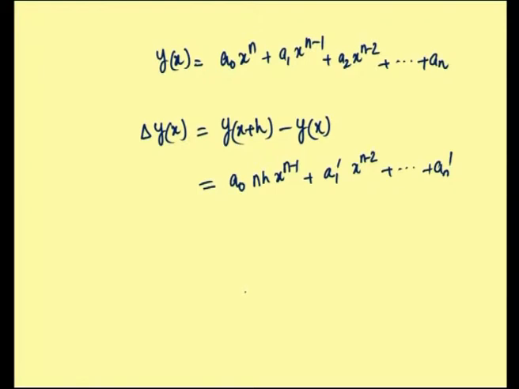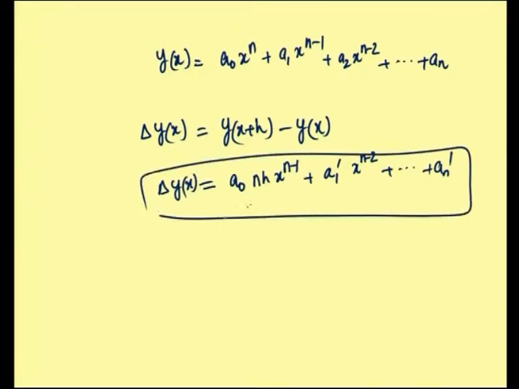So, we get the difference of the polynomial. The leading term of the difference of the polynomial is a naught n h. So, if a polynomial is of degree n, the difference of the polynomial will be of degree n minus 1.